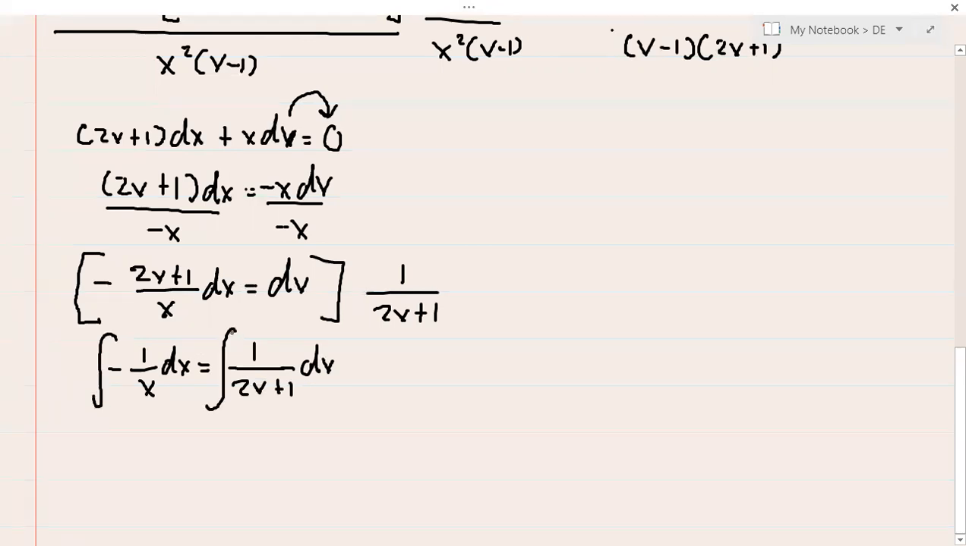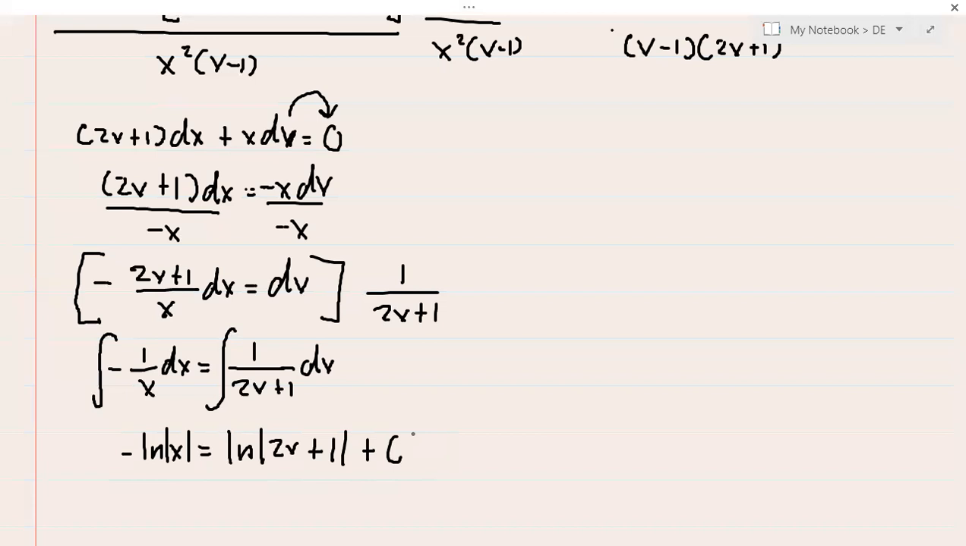Ang integral ng both sides na to ay ano? Magiging negative ln of x is equal to ln of 2v plus 1 plus c. Alright? So, are we done? The answer is hindi pa. Actually, hindi pa. Bakit? Well, two things.